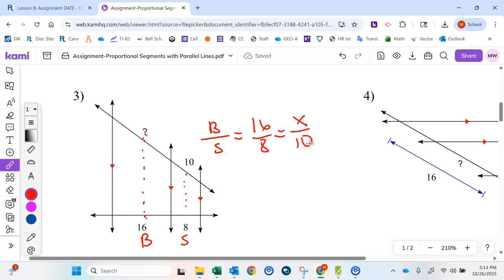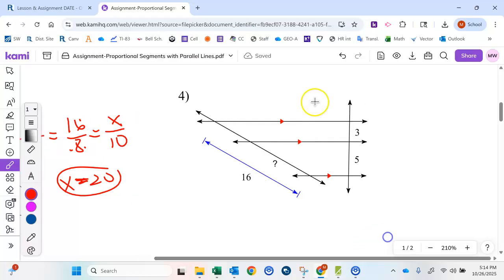So I can do cross multiplication. I can say this is twice as big as that, times 2. So times 2, x equals 20. Okay, so that's how I can do that. Now, why don't you go ahead and try number 4, and then you can come check.